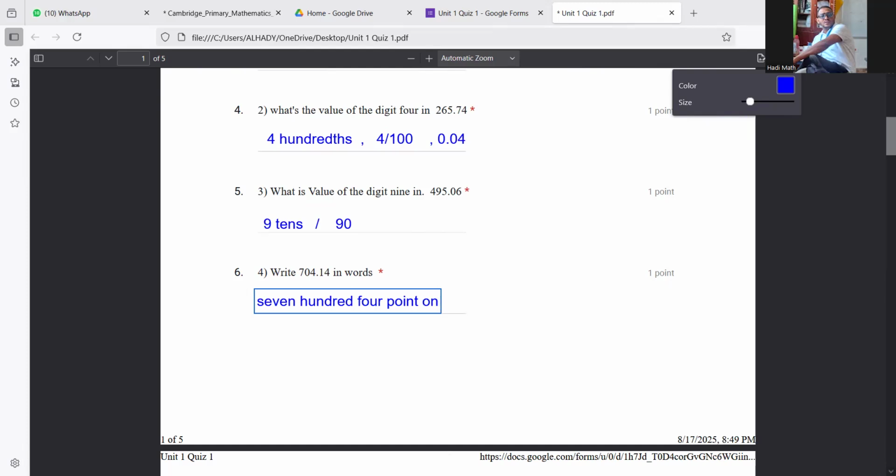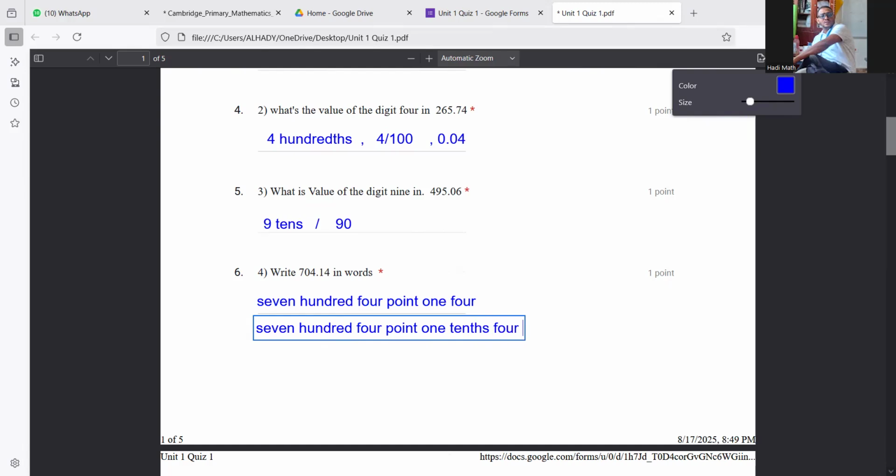0.14. Or there is another option. You will say 0.110. And 400. There is another option, it is also correct.